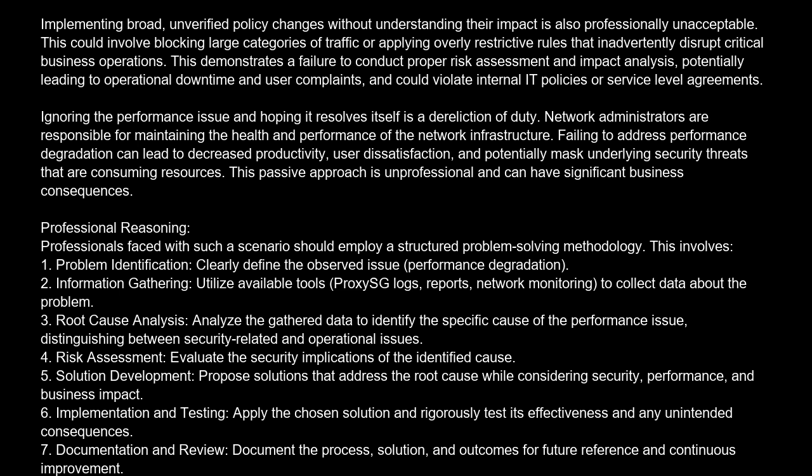Evaluate the security implications of the identified cause. 5. Solution development. Propose solutions that address the root cause while considering security, performance, and business impact. 6. Implementation and testing. Apply the chosen solution and rigorously test its effectiveness and any unintended consequences. 7. Documentation and review. Document the process, solution, and outcomes for future reference and continuous improvement. This systematic approach ensures that decisions are informed, risks are managed, and the network infrastructure remains secure and performant.